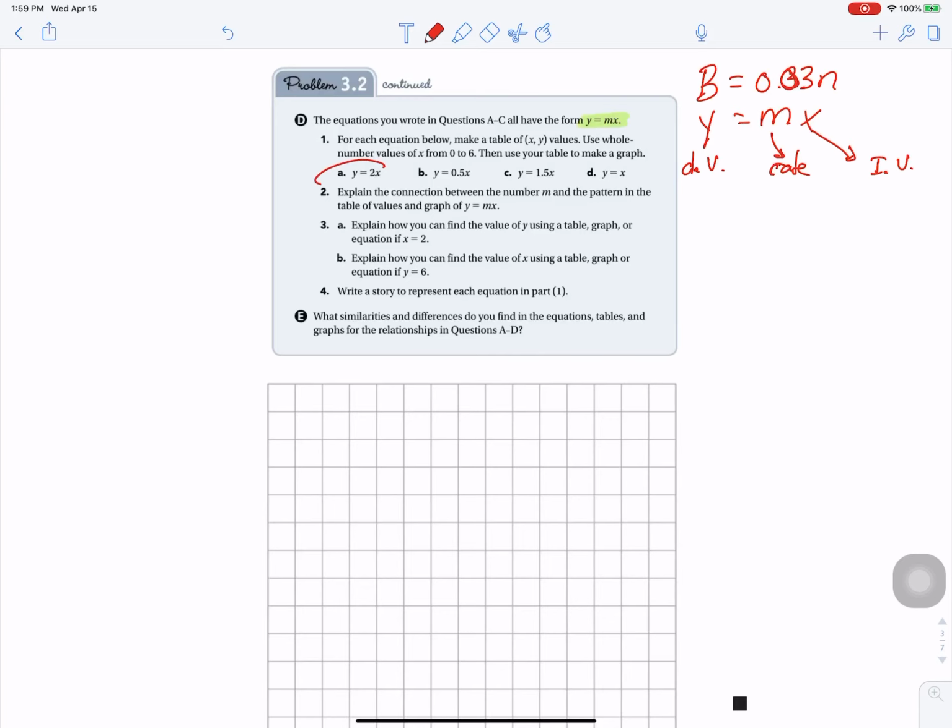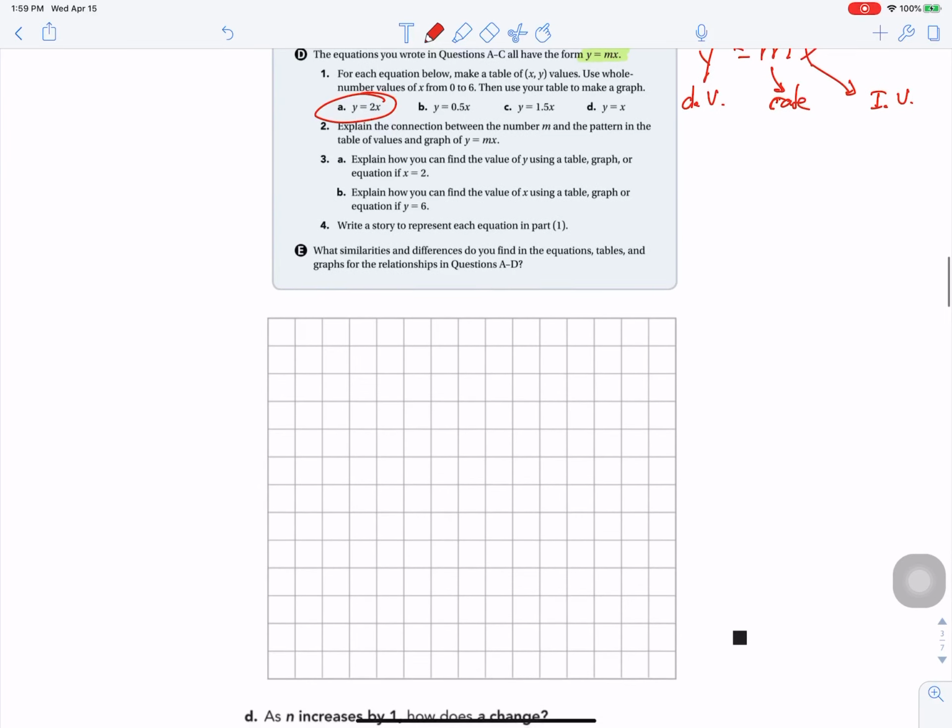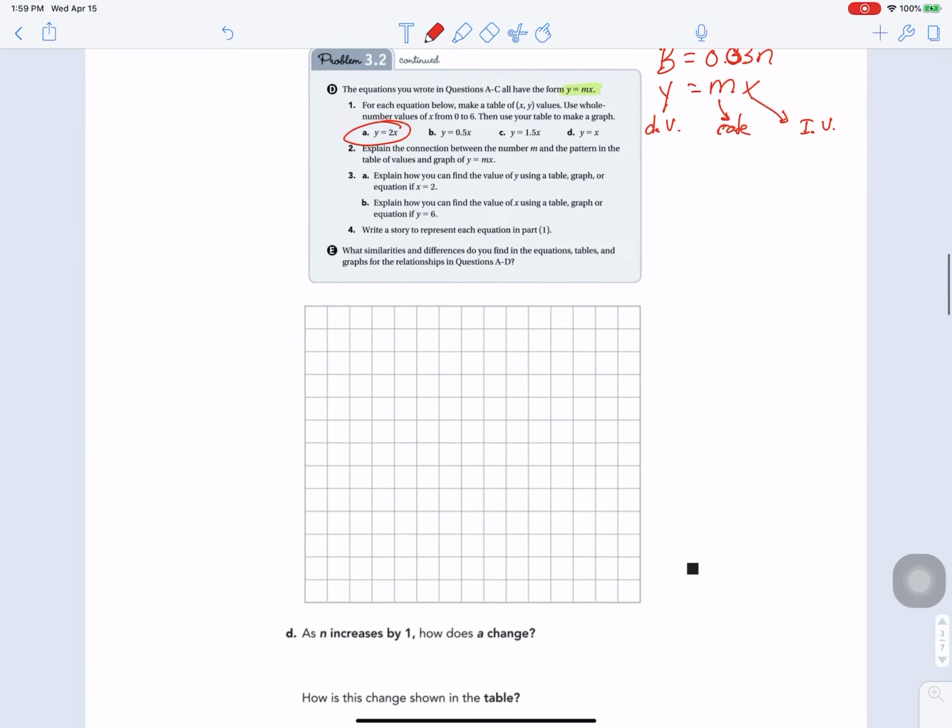Now, here we have this equation, y equals 2x. So basically, let's pretend that it's text messages, and each one costs $2. If we were to actually graph that, you guys are not going to need to do this in your assignment. I'm just showing you. So this would be the number of, let's say, texts, for example, and then this would be the overall cost. We could do 1, 2, 3, 4, 5, 6, 7, 8, 9, 10 as well.